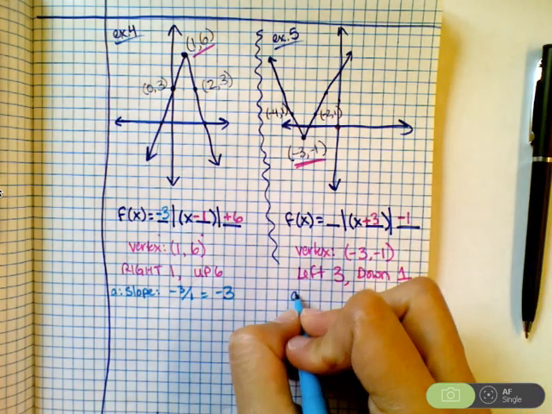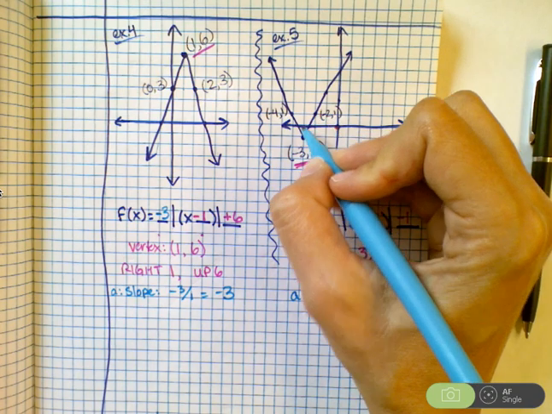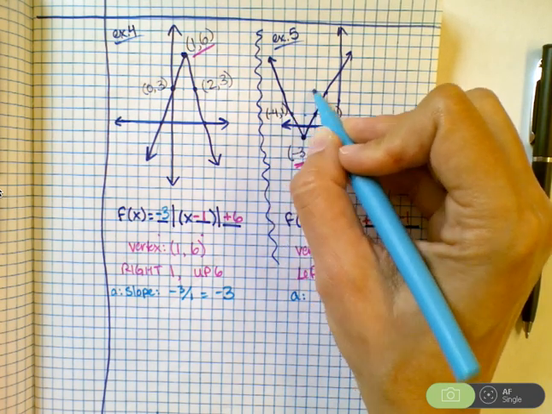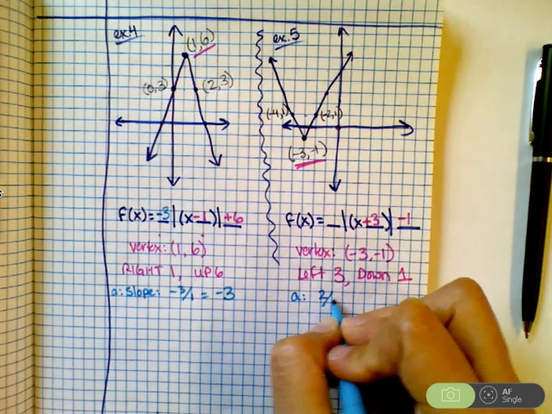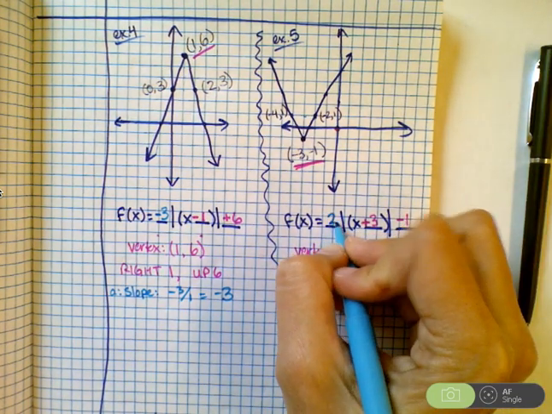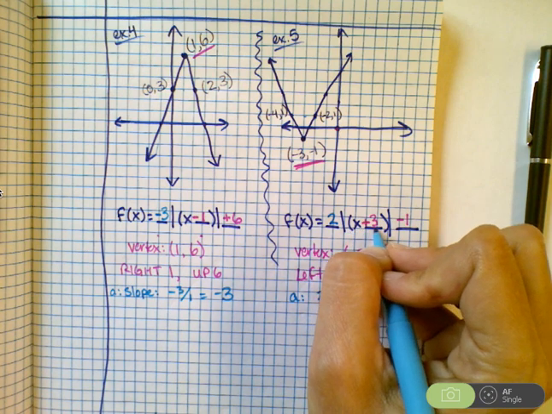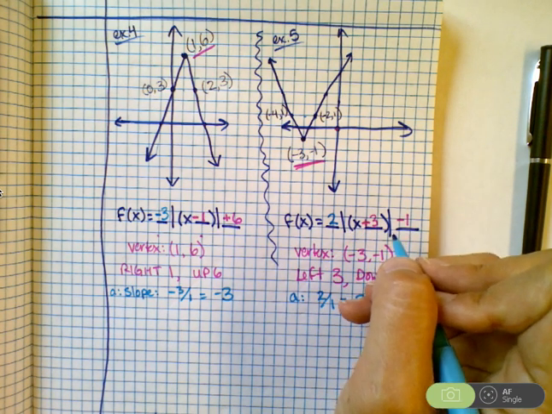Again, then we need to think about the a. So we think about the slope. To get from this point to this point, I go up 2 and over 1, and up 2 and over 1, up 2 over 1, up 2 over 1. You can see that keeps happening over and over again, but that's just 2. So in front of the whole thing, we put a 2, and our function is 2 absolute value of x plus 3 minus 1.